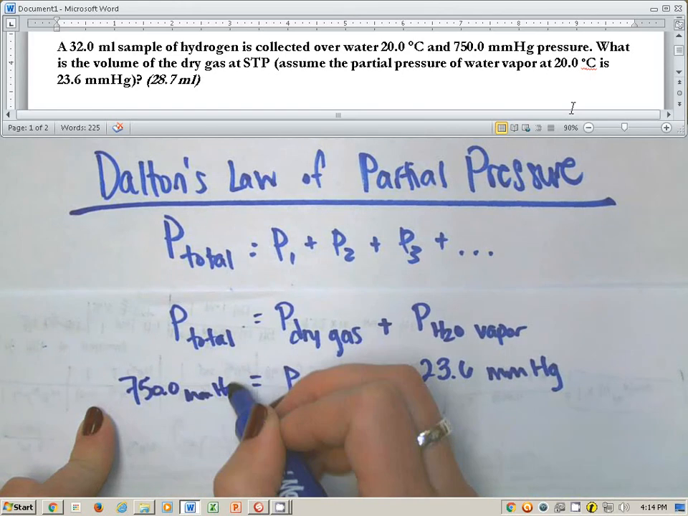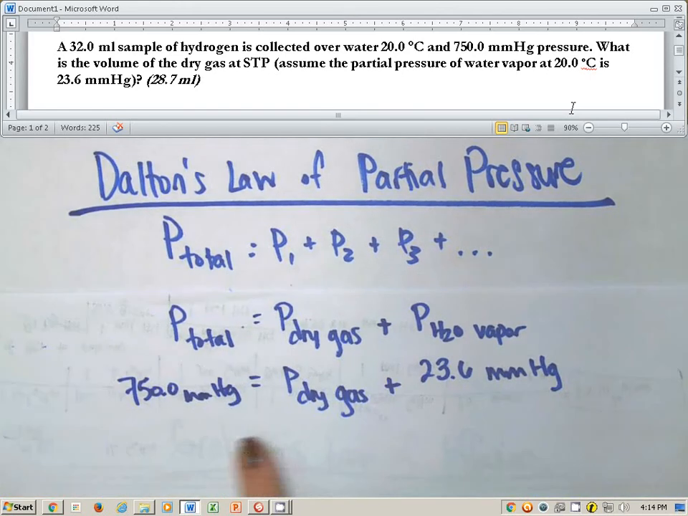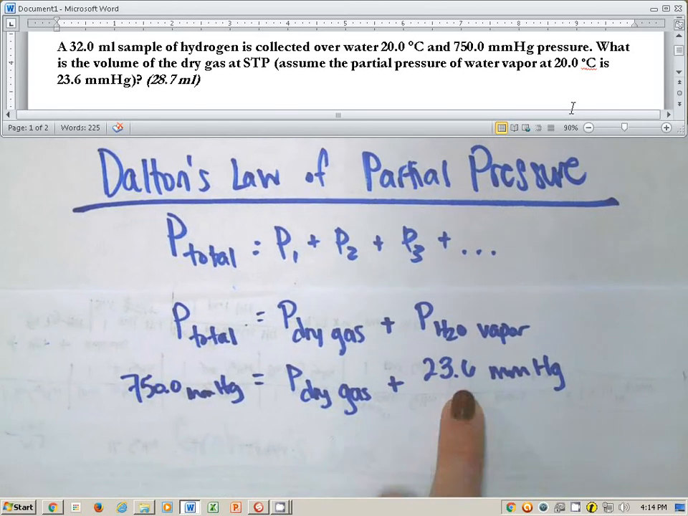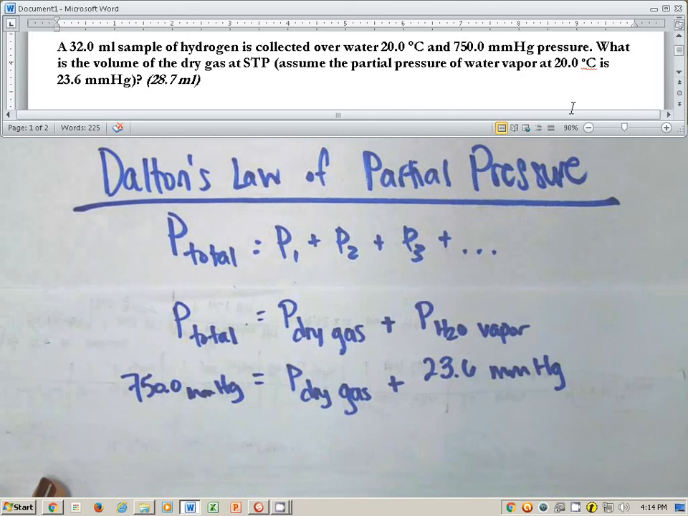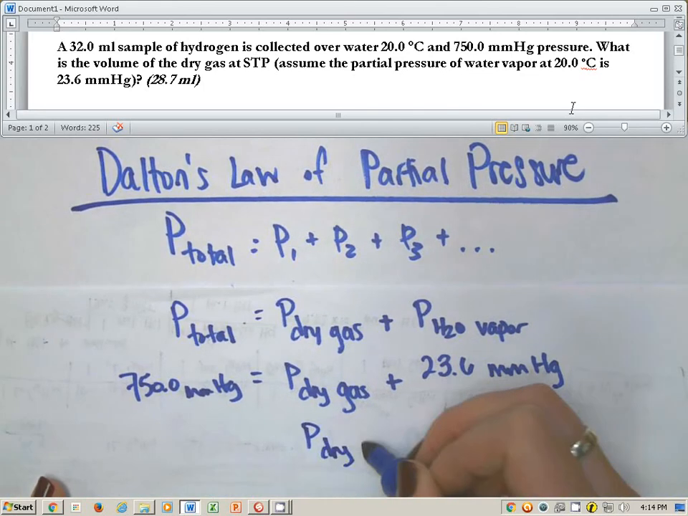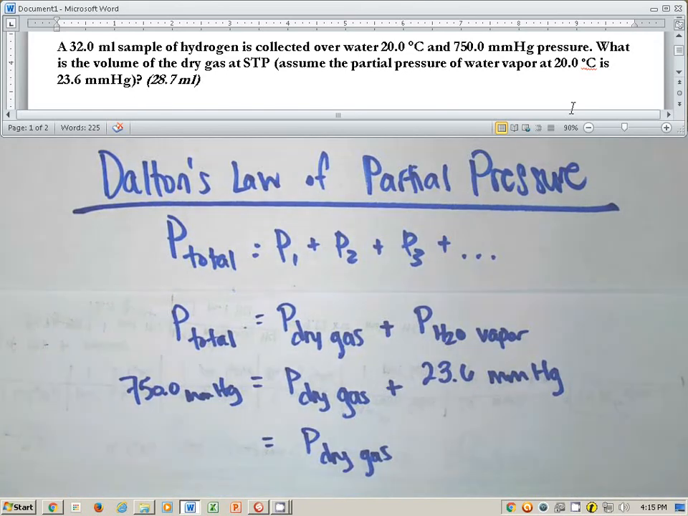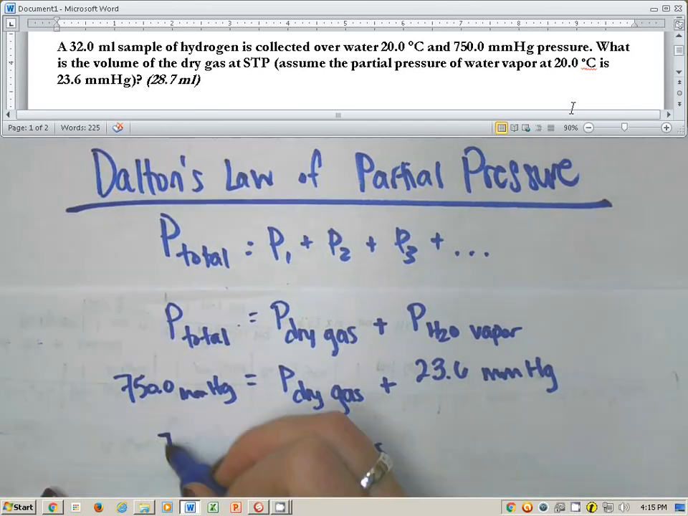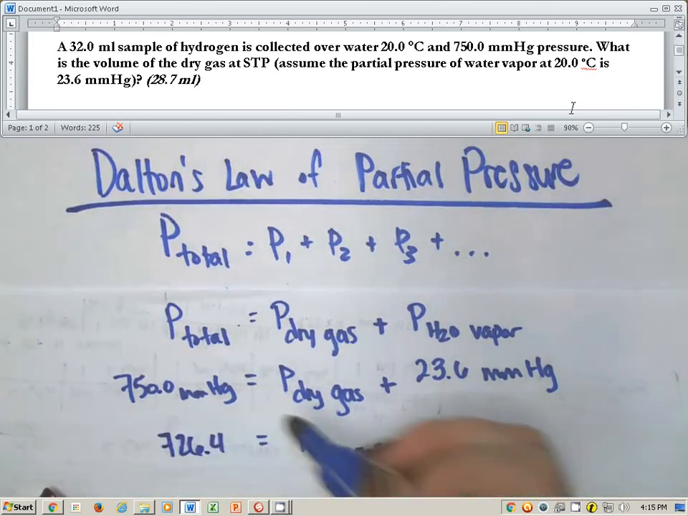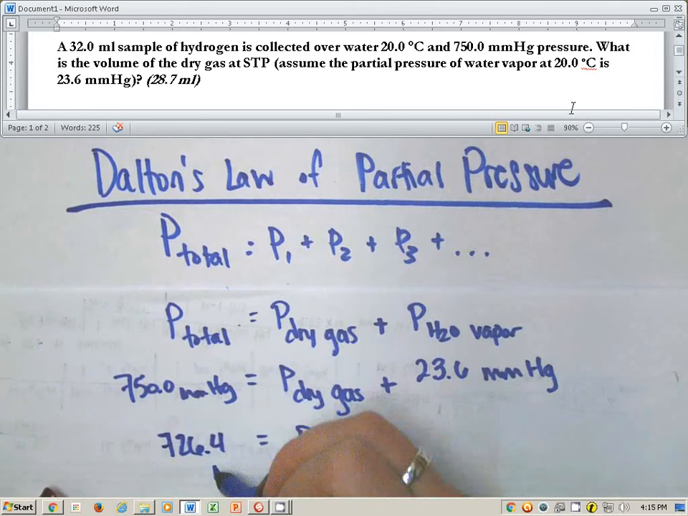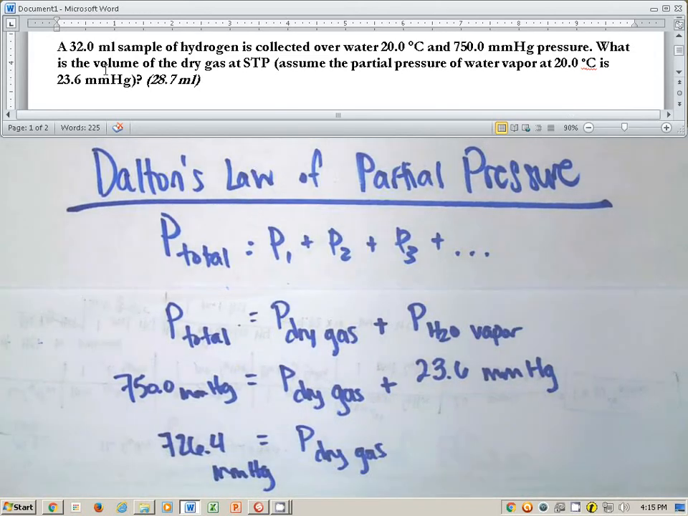So very simply put, I just simply subtract 750 minus 23.6. And then, this one actually does ask for the volume of the dry gas, my bad. I don't mean for you to take it that far, so I'll modify the problem right here. I don't want you to take it as far as it says. So, 750 minus 23.6 is going to be 726.4 millimeters of mercury. And that's all that I really mean for you to find. So we'll change this.